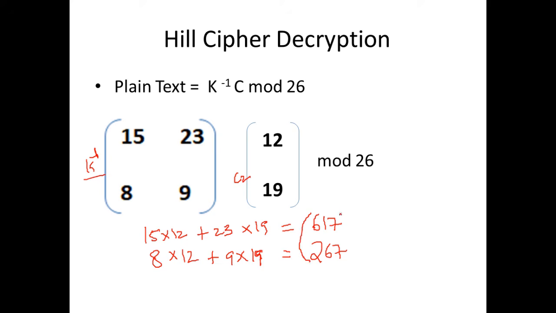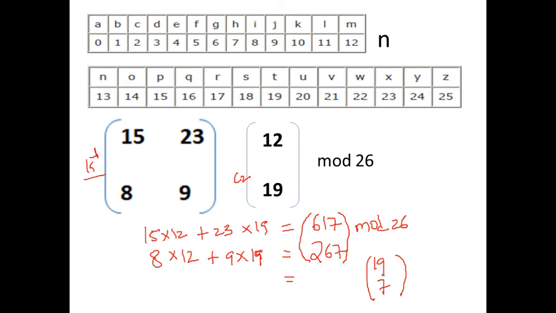So once you get this result, this is again a vector. You perform a mod 26. So what is 617 mod 26? It is 19. And what is 267 mod 26? It is 7. You find the equivalent alphabets. For 19 it is T and for 7 it is H. You can take a look at the table. This is the ciphertext.